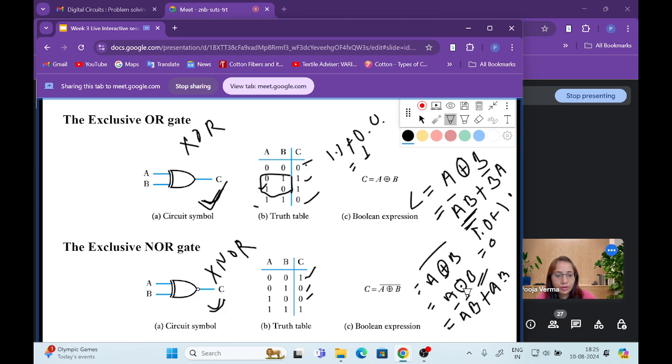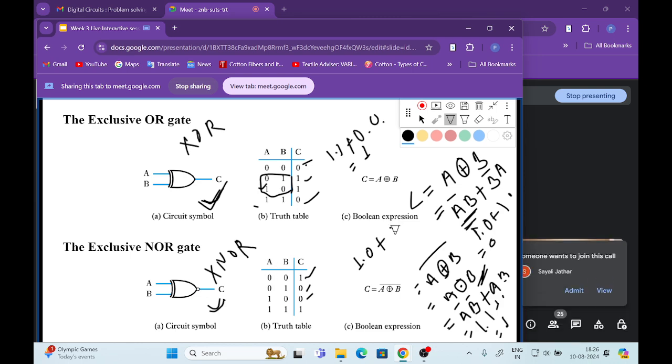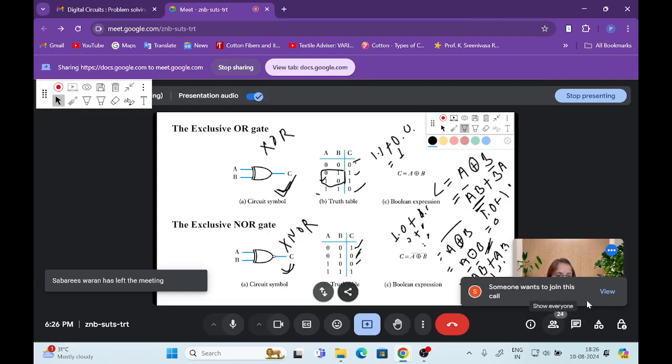If you want to solve it, for example, if both inputs are 0, A and B are 0, so A bar and B bar will be 1 1, and 1 into 1 is 1, and AB is 0 0, so 1 only. The output is 1 for 0 0. For 0 1, A is 0, so A bar will be 1, and B is 1, so B bar will be 0. Plus AB, we have to multiply, so 1 times 0, 0 plus 0 will be 0 only. So it will be 0. Similarly, you can do it for 1 0 and 1 1.